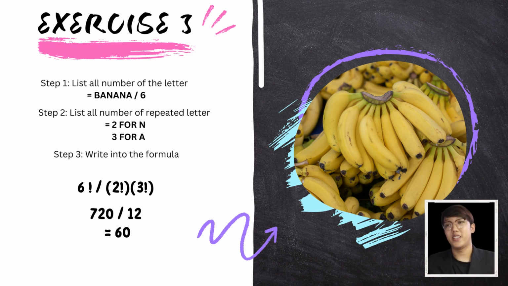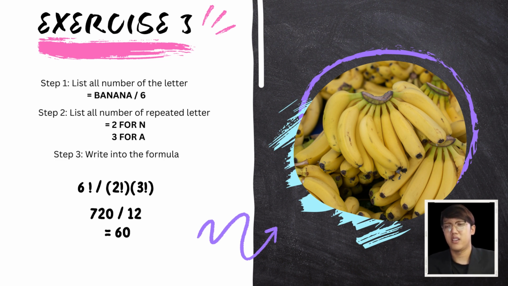Okay, for the last exercise, the keyword is distinguishable permutation. So we can use the same formula on all questions that have the same keyword as I mentioned before. Step 1, we're going to list the total number of letters, which means in this question we got a total of 6 letters from the word banana. Okay, step 2, list down the repeated letters from the word given. So there are 2 for letter N and 3 for letter A. What about the other letters? It's okay because 1 factorial still remains 1, so it's not going to affect the answer.